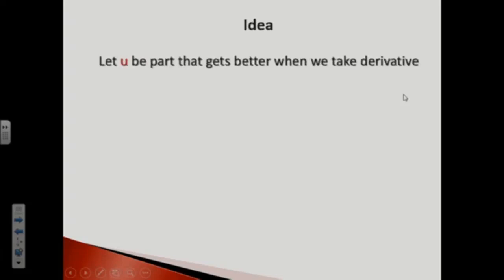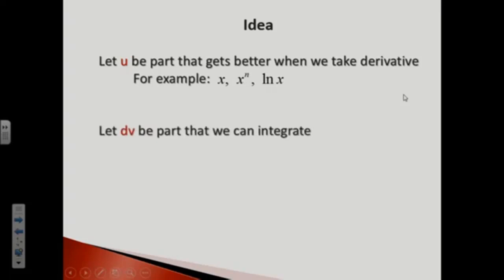Repeated use of integration by parts. Sometimes integration by parts must be applied several times to find a given integral. The idea is to let u be the part that gets better when we take the derivative, for example x to the n, log n x, and let dv be the part that we can integrate, such as sin x, cosine x, exponential x.